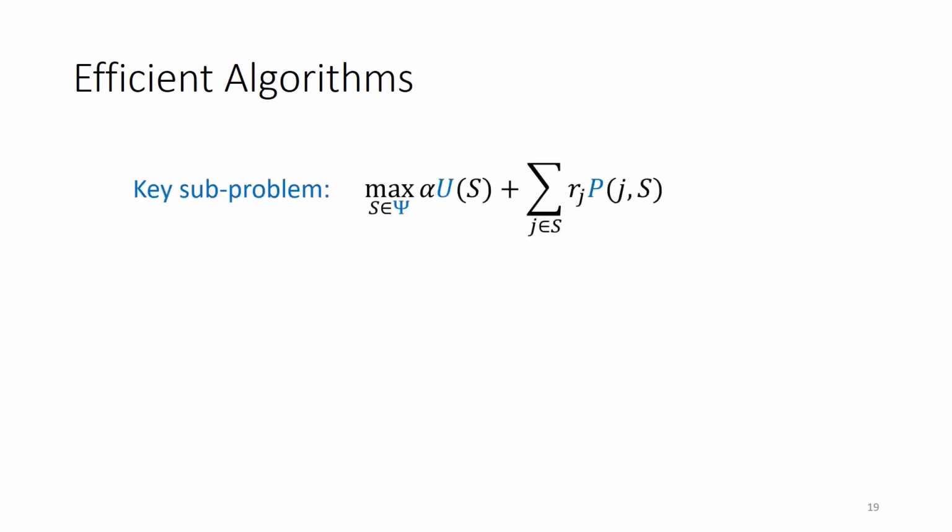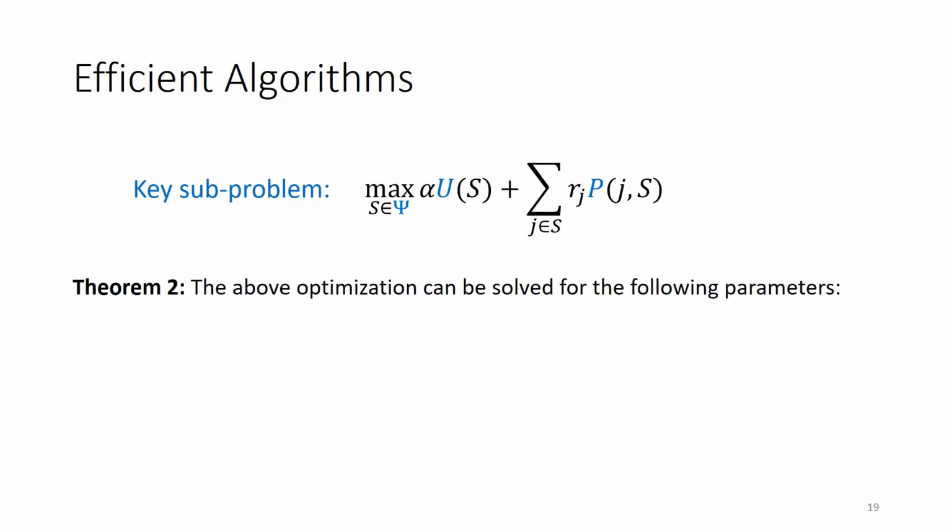The next question is, can we efficiently compute these optimal priorities as well as capacities? And the answer is yes, under certain conditions, as long as we can solve this key sub-problem in which we want to find a certain set S, a certain set of items, that balances the utility of students from a certain neighborhood as well as the externality they impose on others.